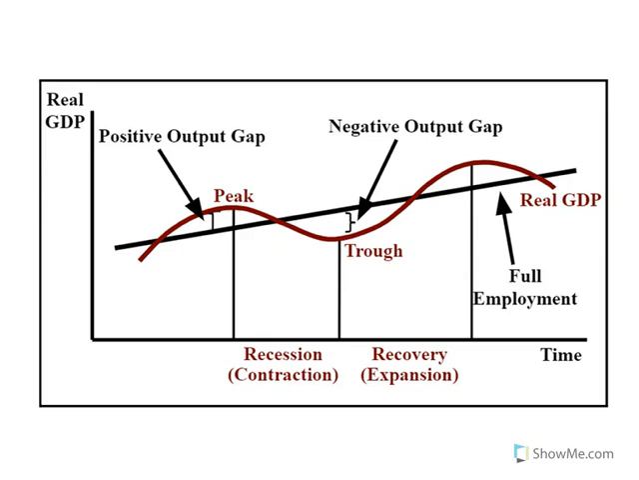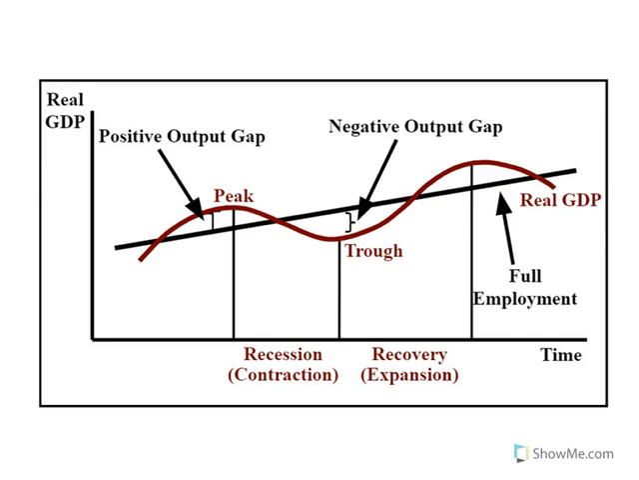What we're trying to do is to keep that red squiggly line as close to the black line as possible. We're trying to smooth out those fluctuations to keep the economy as close to the black line, as close to long-run equilibrium, full employment, as humanly possible, okay? But of course, deviations do exist. We can want there to be no deviations, but oftentimes there are.